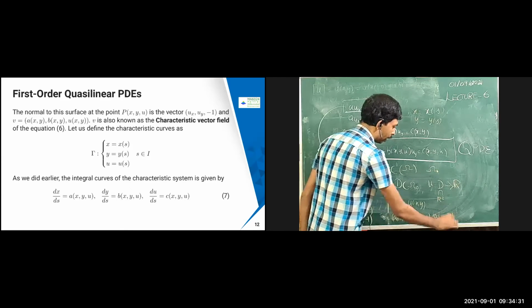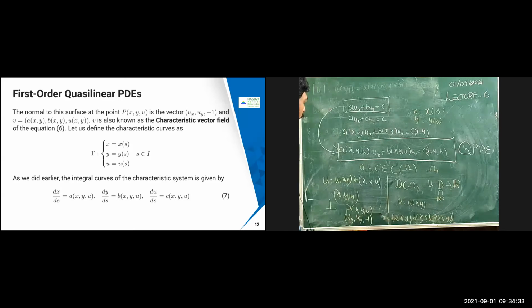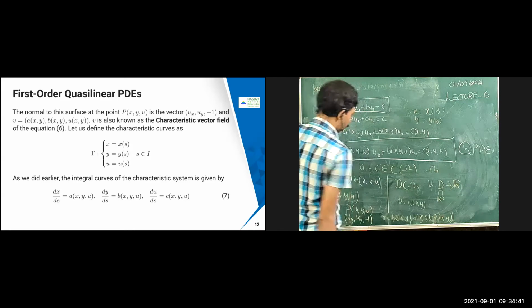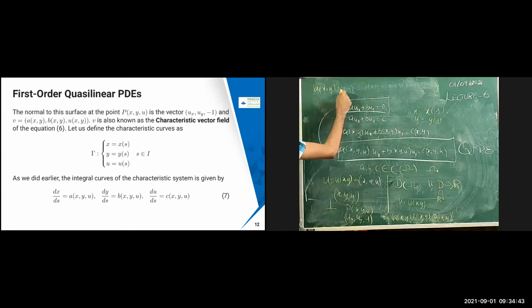You can verify whether it is normal or not. How do you verify that? You can take this one, a of x comma y. Actually, here you can put u also, it is not a problem. A of x comma y, ux.